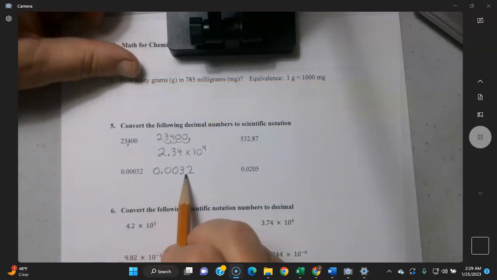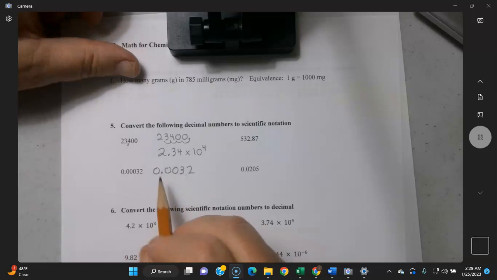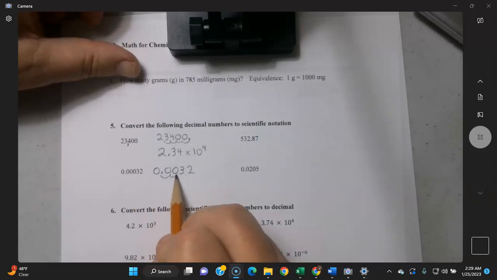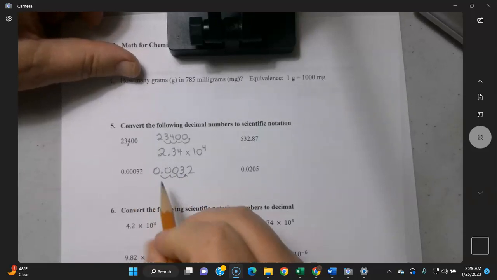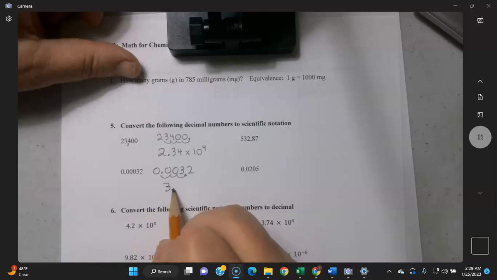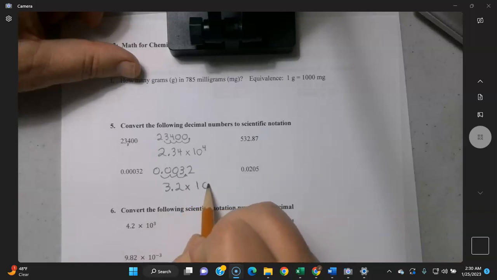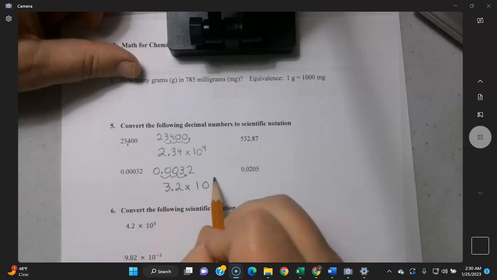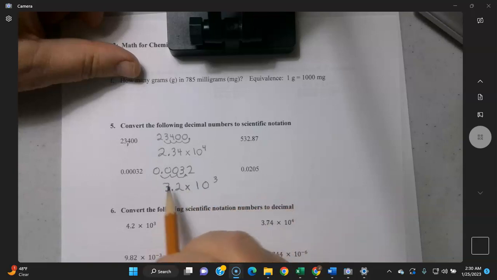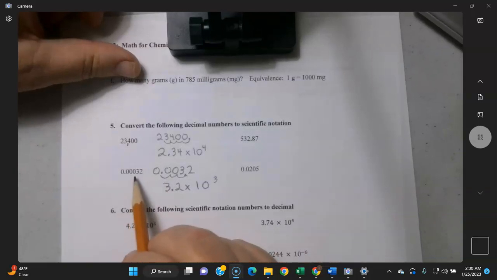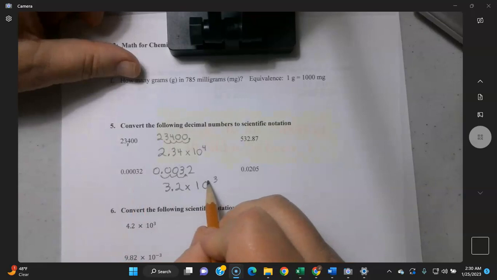Okay, and the answer is between the 3 and the 2, 3.2. So you're going to move it 1, 2, 3, right there. So that's 3.2. That's a number between 1 and 9.99. And you moved it 3 positions. So the only question is, is it a positive or a negative 3? The answer is, since this number that you started with is less than 1, it's negative.